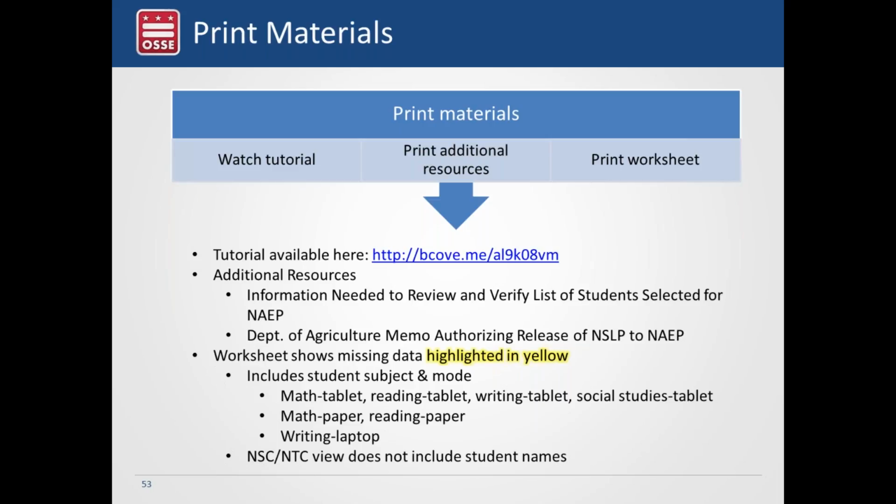If you have missing data in your worksheet, it will be highlighted in yellow, and we'll see that in just a moment. But again, you want to print out your roster. Print out the initial roster before any changes are made, and that will be your starting point. You're going to be able to see on this roster if the student is taking math on tablet, math paper and pencil, reading on tablet, or reading paper and pencil. That will all be indicated at this very first step in the process.